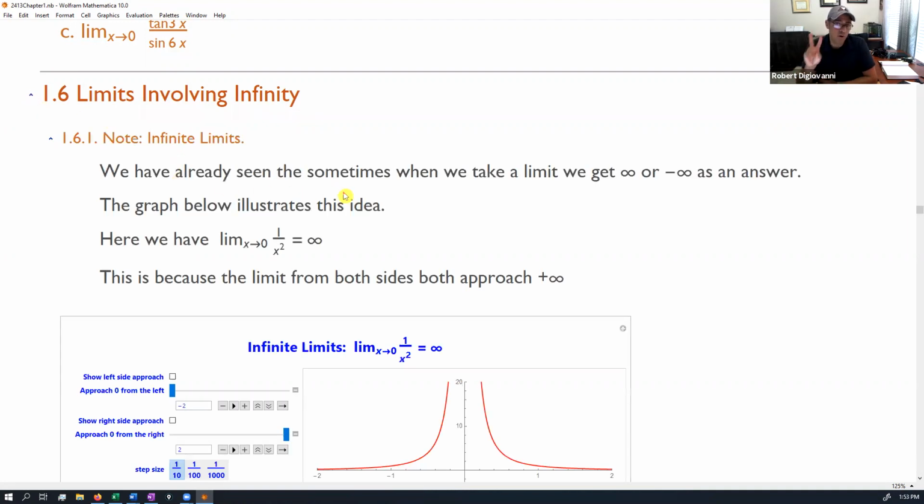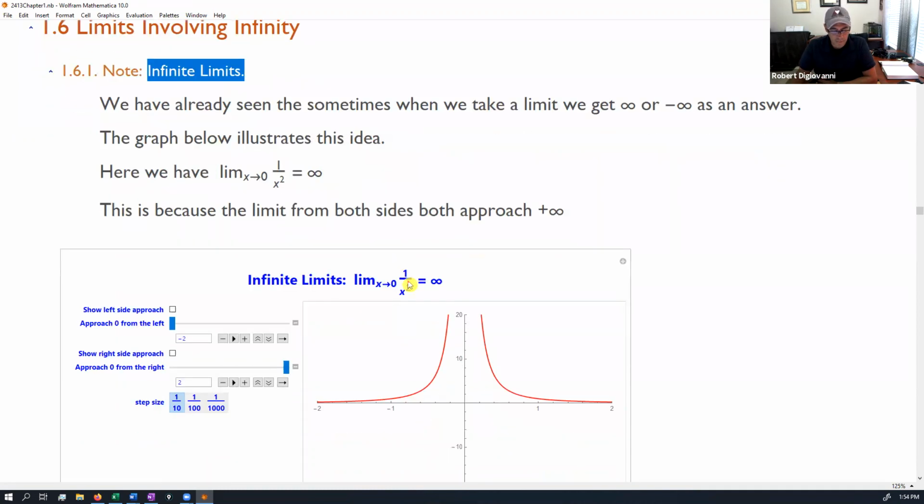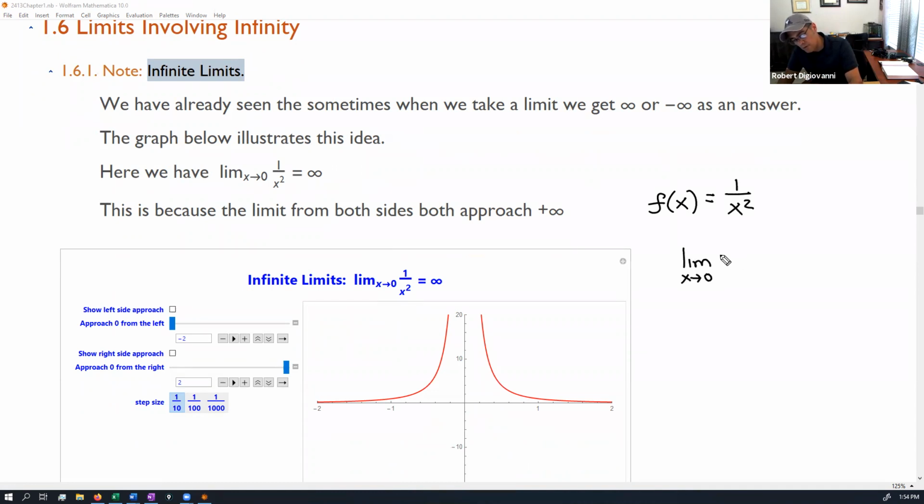Like I said, this section is broken into 2 different ideas. The first idea is what are called infinite limits. That means that when we take the limit of something, our answer is going to be infinity or negative infinity. And we have seen this already, okay? Here's an example of a function in a limit that would give you an answer of infinity. I'll write it down here on the side. If we take the function f of x equals 1 over x squared, and I ask you, what's the limit as x approaches 0 of that function, right?